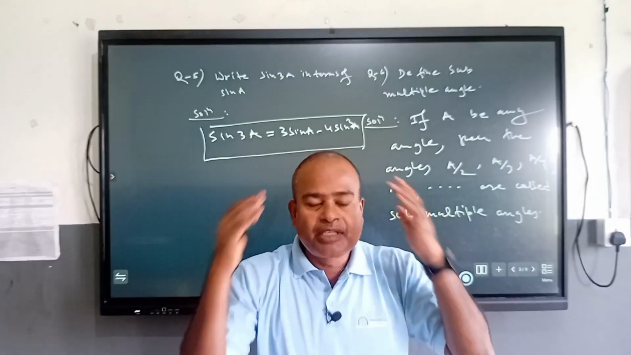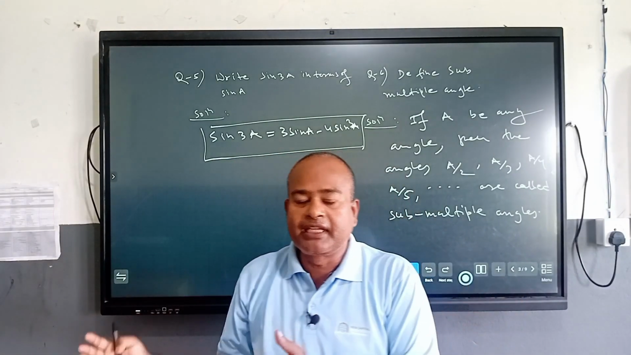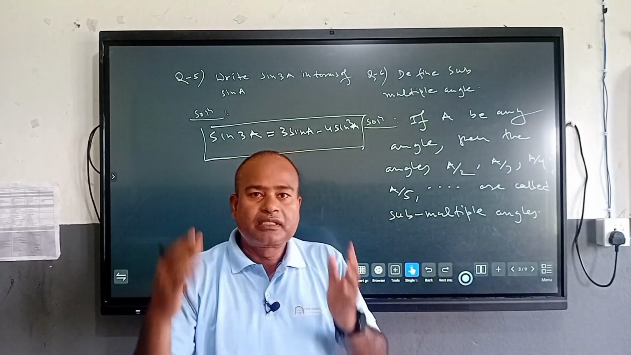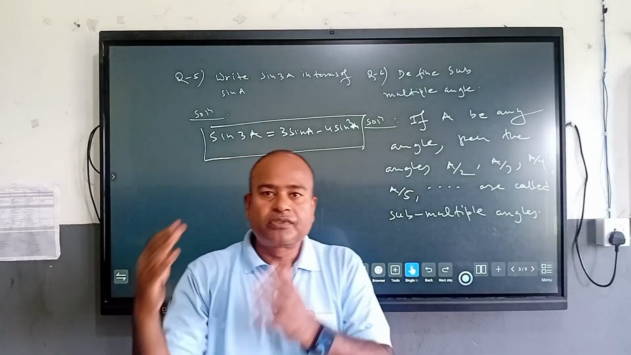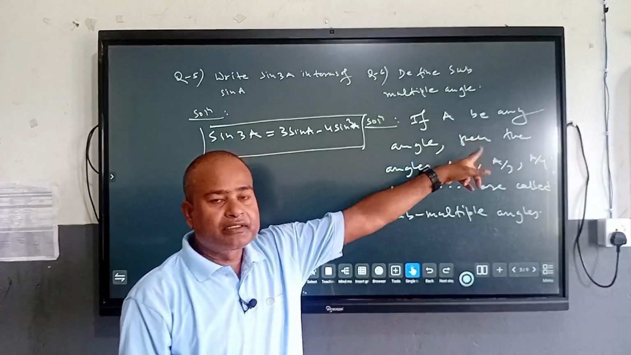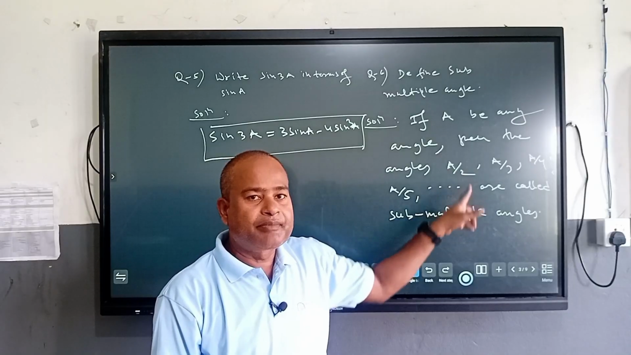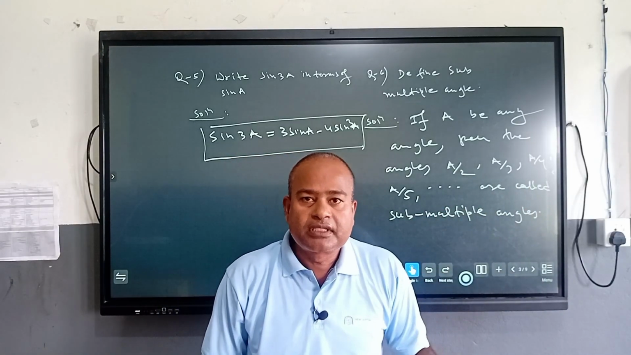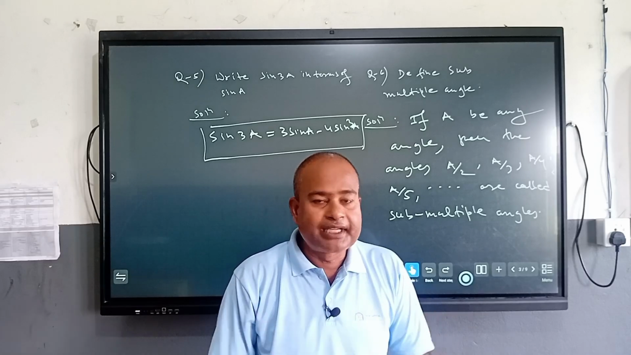So dear students, keep in mind, if A be any angle, then the angles half of A, one third of A, one fourth of A, one fifth of A. That is, if A be any angle, then the angles A by 2, A by 3, A by 4, A by 5, and so on are called submultiple angles of the angle A.